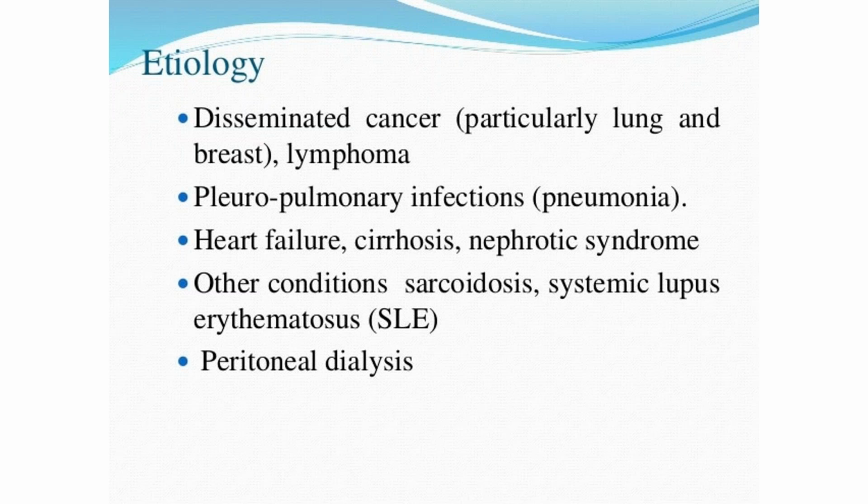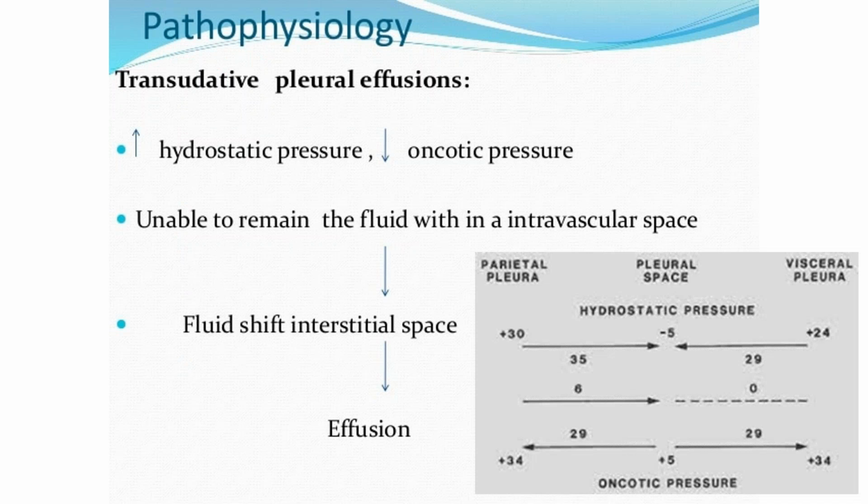So again, to further understand how the transudate is formed, I already discussed the increased hydrostatic pressure. This is the parietal pleura. This is diagrammatically shown. This is the pleural space and this is the pleura, and it has a hydrostatic pressure of 24 plus 30, and osmotic pressure is 34. The parietal pleura, and 34 both.